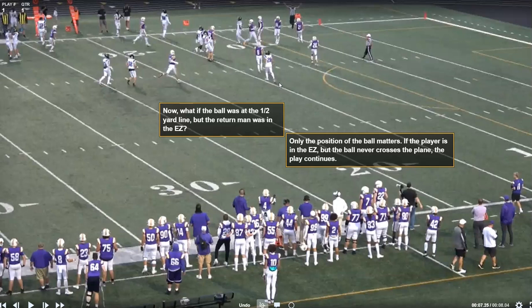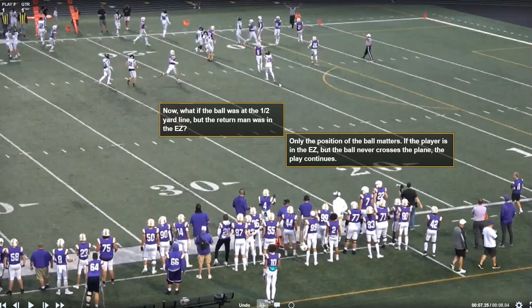So now let's talk about, what if that ball was at the half-yard line, but the return man had his feet in the end zone and he reached out at the half-yard line, picked it up, and then ran. Okay. Remember, only the position of the ball matters. That player can be in the end zone. If the ball never crosses the plane, the play continues.